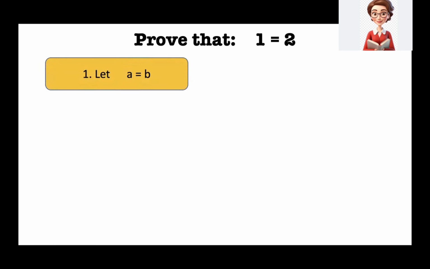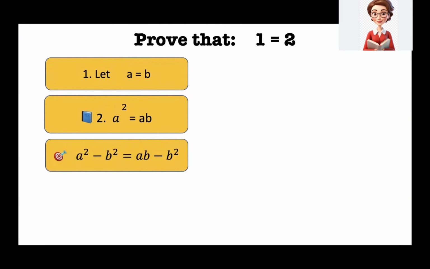Step 1, let A equals B. You are going to multiply both sides by A, so you come up with A squared equals AB. After that, you are going to subtract both sides by B squared. So A squared minus B squared equals AB minus B squared.